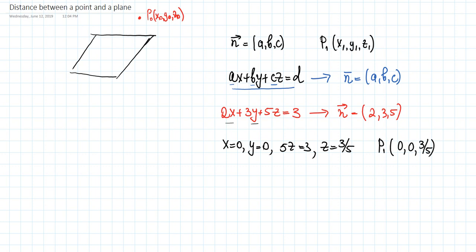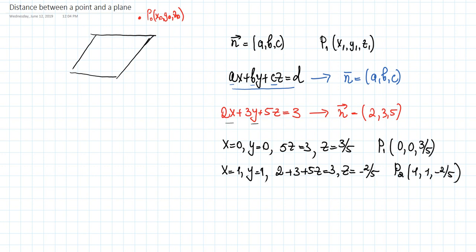Can you give me another point on this plane? Just choose any values for x and y and find z from the equation. For example, let's choose x equal to 1 and y equal to 1. If you substitute 1 and 1 for x and y in the equation, it's going to be 2 plus 3 plus 5z is equal to 3. From here, we find z is equal to minus 2 over 5. Another point on the plane has the coordinates 1, 1, and minus 2 over 5.